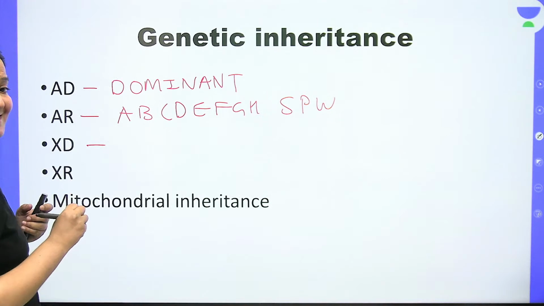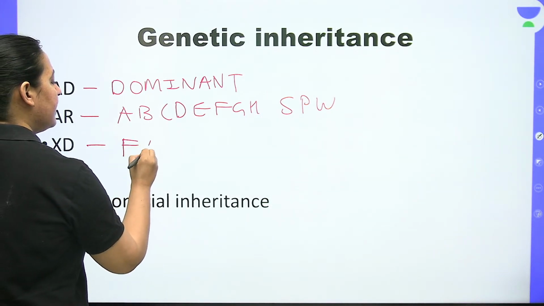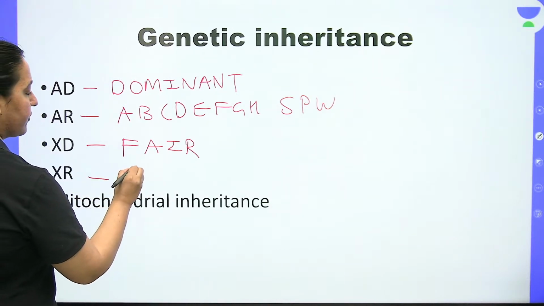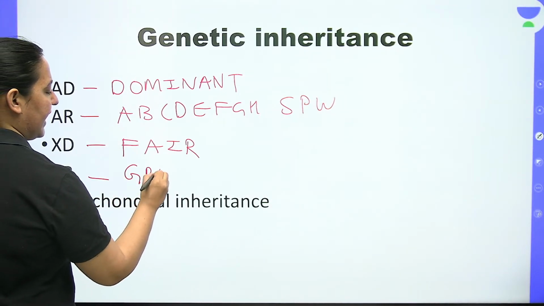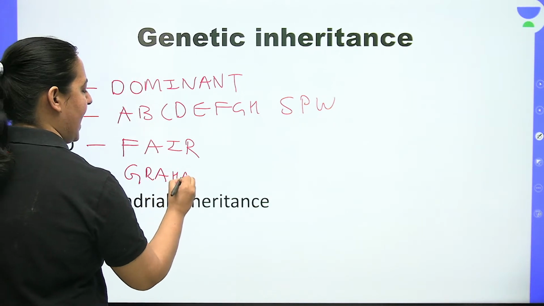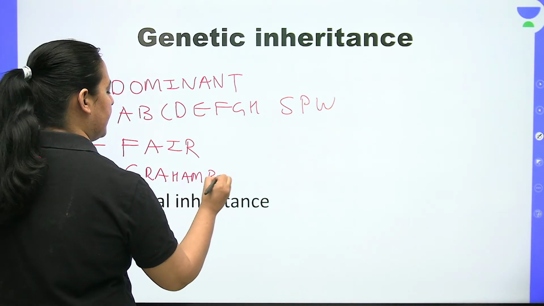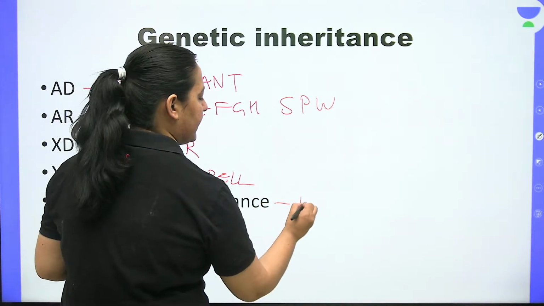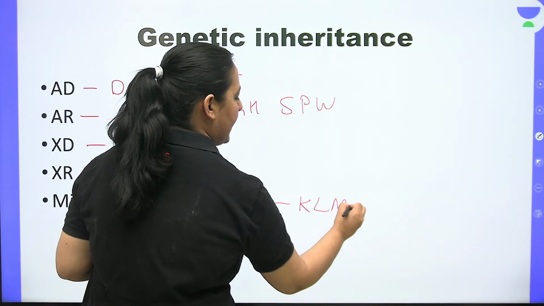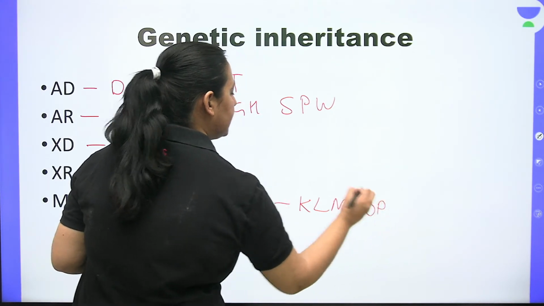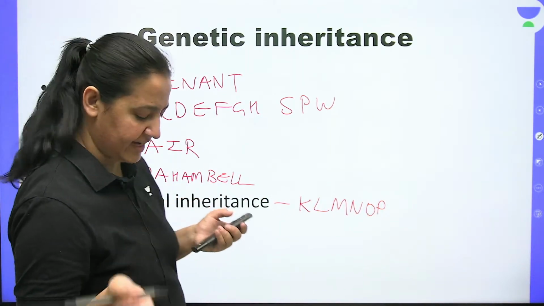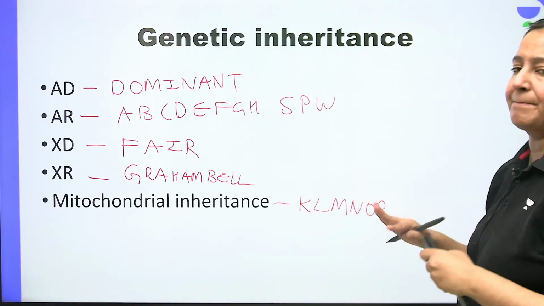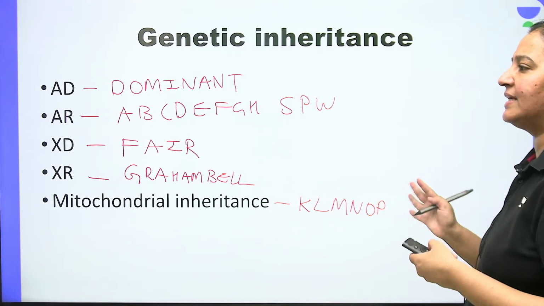What is the mnemonic for X-linked dominant? The mnemonic is FAIR. F-A-I-R. And for X-linked recessive, the mnemonic is Graham-Bell. G-R-A-H-A-M-B-E-L-L. Right? And for mitochondrial inheritance, the mnemonic is KLMNOP. K-L-M-N-O-P. I am not saying the full forms, it will take time, but I guess every one of you knows them. Now please apply these mnemonics.